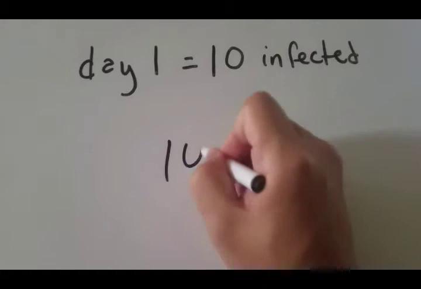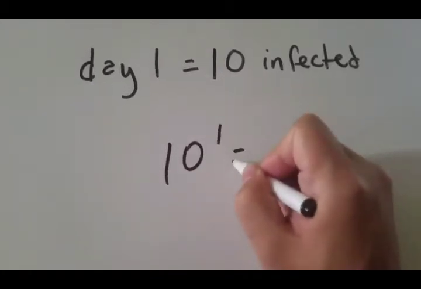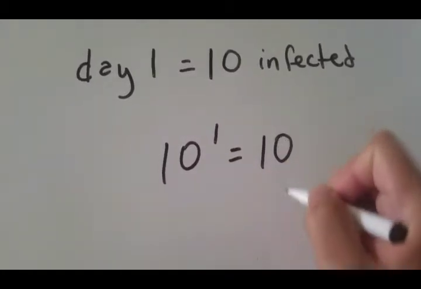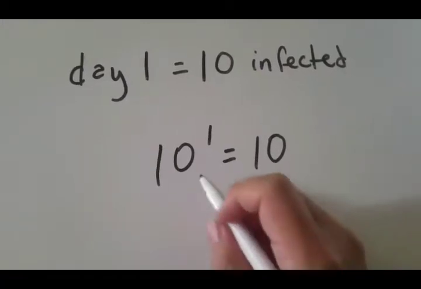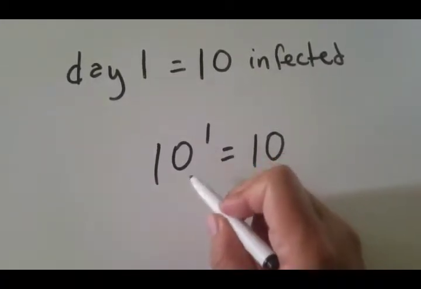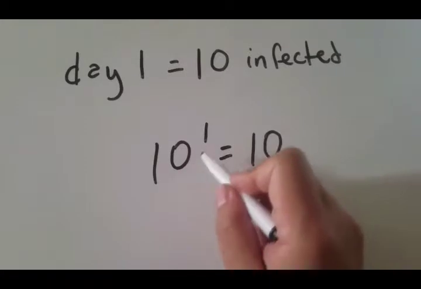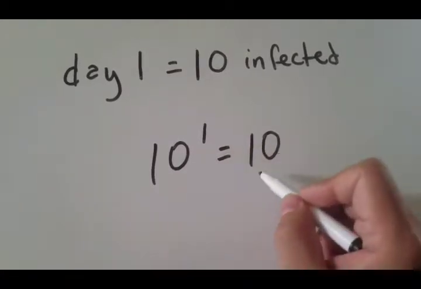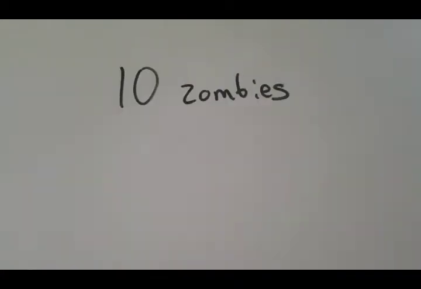So 10 to the power of 1 equals 10. Remember, anything to the power of 1 is itself. So 10 to the power of 1 is itself, which is 10. So by the next day, we have 10 zombies.